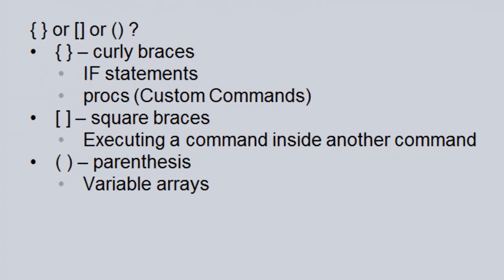One question that usually comes up is, when should I use curly braces versus square braces versus parentheses? I've waited until this point in the lessons to tell you about them because we've now seen a usage for all three of them. Curly braces are typically used in if statements and procs, or what we call custom commands. Square braces are typically used when you're executing a command inside of another command. And parentheses are typically used as the nomenclature for a variable array. For example, mom pause 0 and mom pause 1.